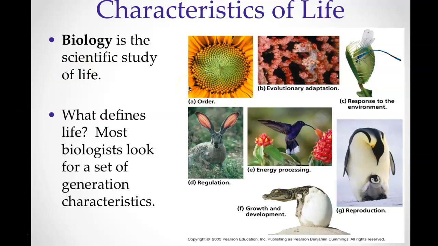So all life contains order. And I'm going to go over each one of these in a little bit more detail, but I'm just going to give you a broad overview right now. So all living things contain order. And so if you think about yourself, you contain a certain order. You're made up of cells, which make up tissues, which make up organs, which make up organ systems, which make up an organism. All living things adapt, have evolutionary adaptations, respond to the environment, have internal regulation called homeostasis, have energy processing and metabolism, have some form of reproduction, and also growth and development.